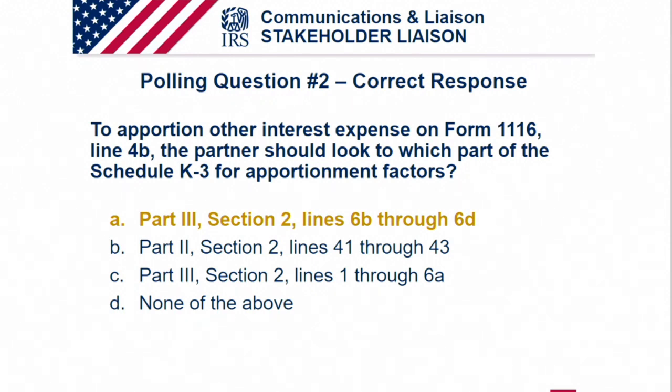Sure. Form 1116 4B includes interest expense other than home mortgage interest expense that reduces foreign source income. Interest expense other than home mortgage interest is generally apportioned based on assets in the same grouping, whether business, investment, or passive activity. So Part 3, Section 2, lines 6B through 6D contain the partner's distributive share of these assets in the groupings identified, business, investment, or passive activity.